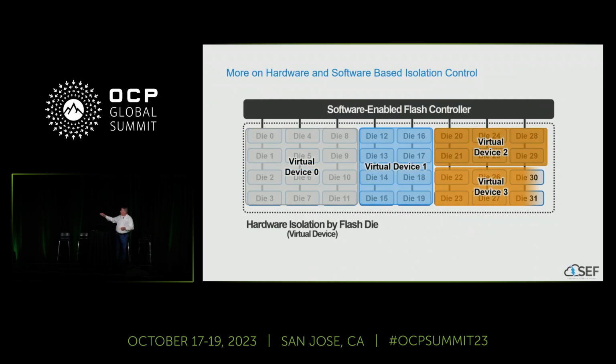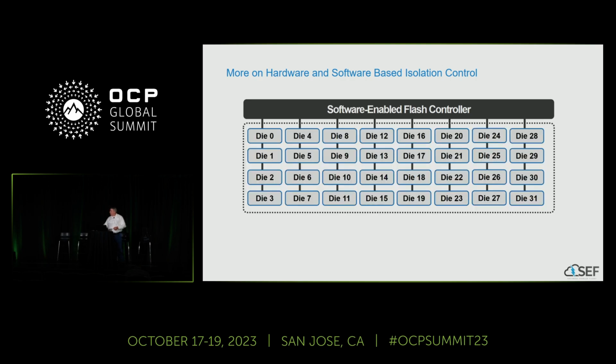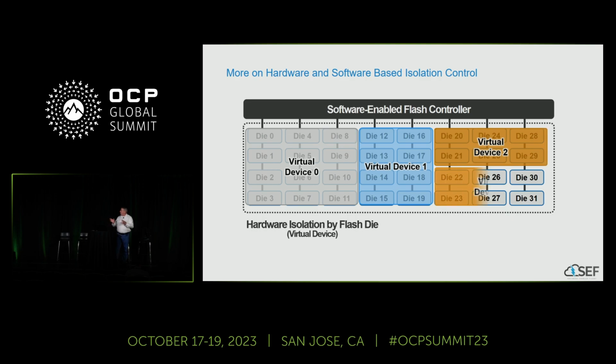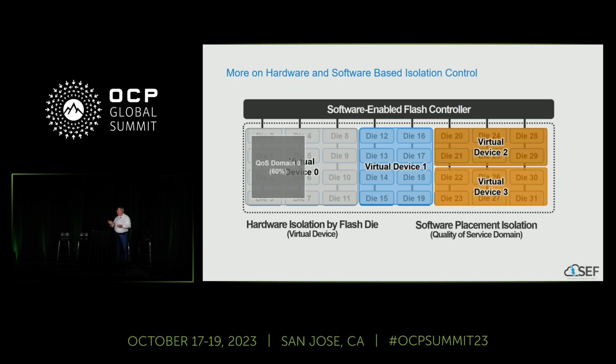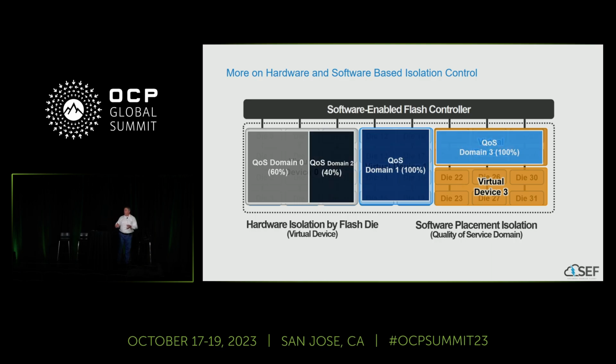So a standard 32 die flash drive. You go in and you layer in your virtual devices. This is defining how you want those flash die to be split up. Then once you have that set up, you can go in and create those quality of service domains. You can have one using that whole physical device, virtual device, or you can have many quality of service domains depending on how you need to isolate your users' workloads and their data.